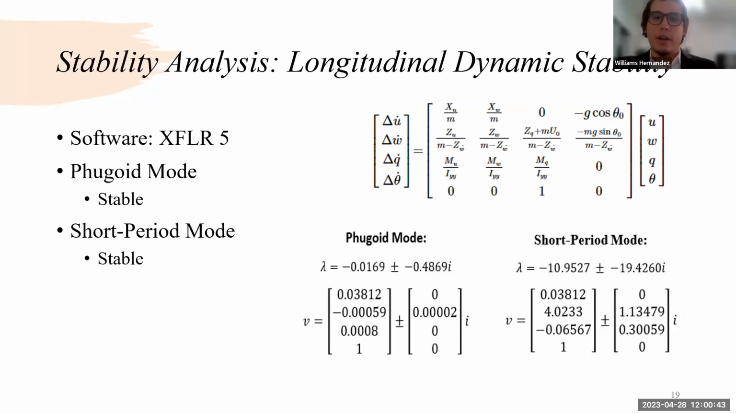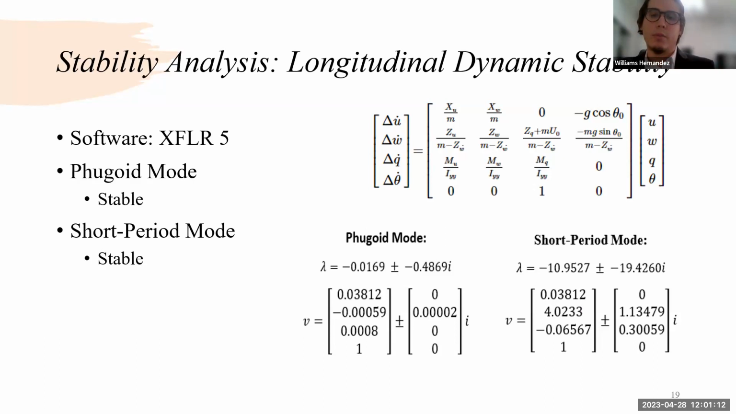So we tested the dynamic stability of our aircraft using the software XFLR5. Here we have the two flight modes associated with longitudinal dynamic stability. The phugoid mode is characterized by slow, long period oscillations in which the aircraft pitches up and down while maintaining speed and altitude. An optimal eigenvalue for this mode should be negative, but small in magnitude, indicating that the oscillations are damped over time. Based on our eigenvector and eigenvalue, our aircraft is stable when it comes to this mode.